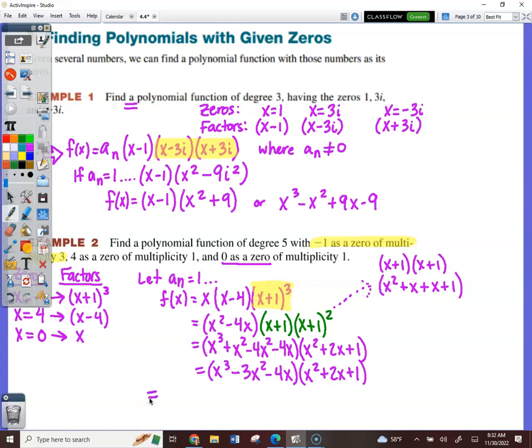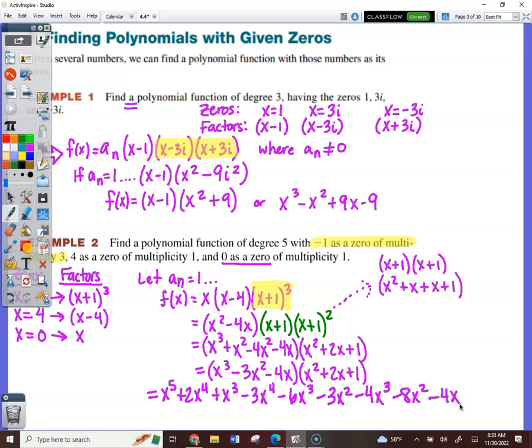All right. So you got x to the 5th plus 2x to the 4th plus x cubed. So far, so good. Minus 3x to the 4th. Y'all stop me if I mess up because I'm doing it with my eyes. Minus 6x cubed. Minus 3x squared. Minus 4x cubed. Minus 8x squared. Minus 4x.